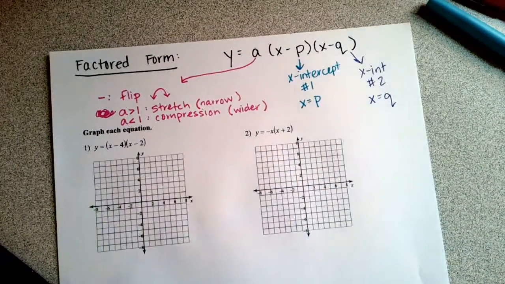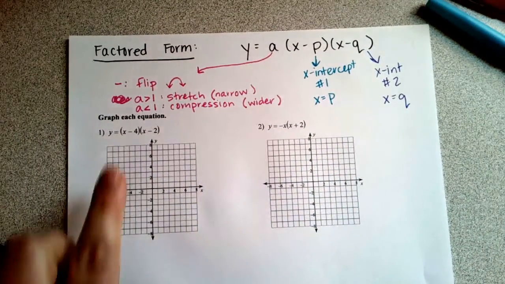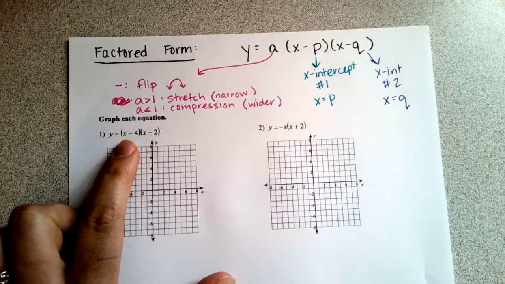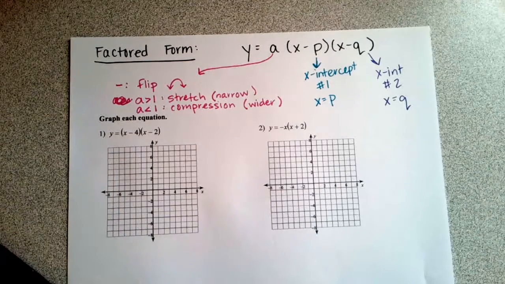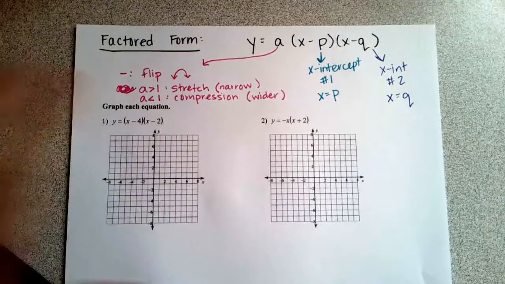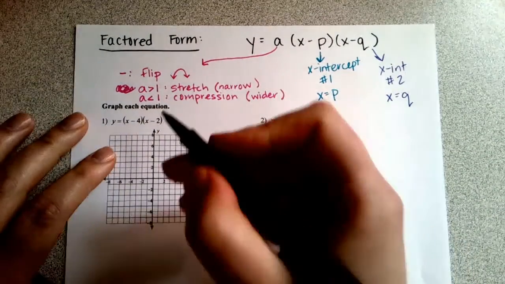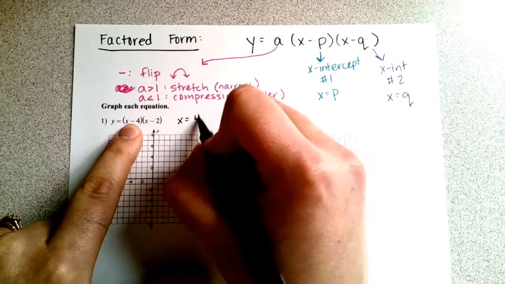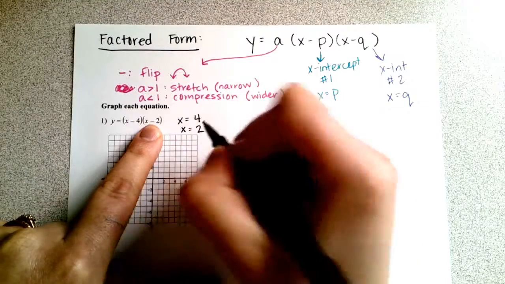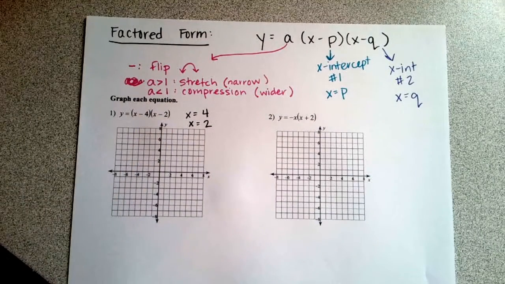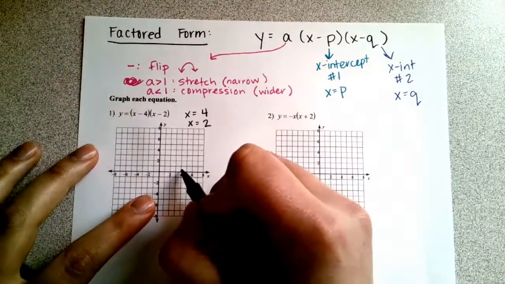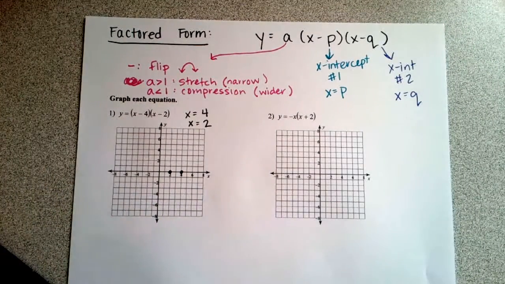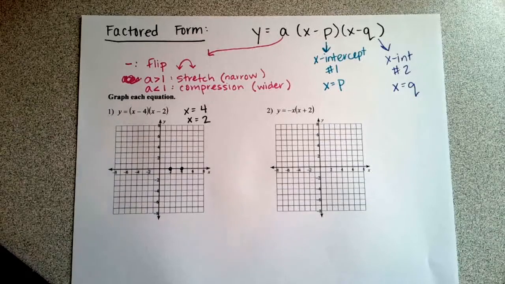Okay, so what that means on our graphs is if I give you this equation and we're trying to graph it, well, we have x minus 4 and x minus 2. We should be able to look at this and find our x-intercepts. So we have two x-intercepts. One of them would be 4, and one of them would be 2. It's the opposite sign of the number with the x. So x-intercepts of 4 and 2.